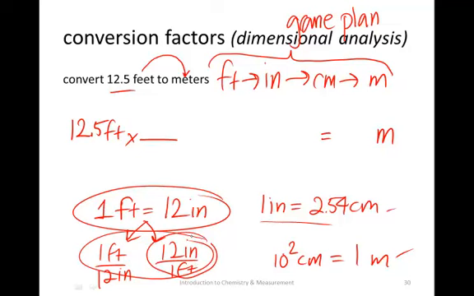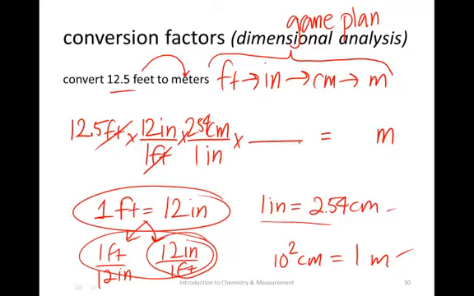Okay. So to convert feet to inches, I'm going to need to cancel out feet and convert to inches. So I'm going to use this conversion factor. In 1 foot, there are 12 inches. That way my feet cancel out. Okay, now I'm going to go from inches to centimeters, so I'm going to want inches on the bottom, centimeters on top, so that inches cancel out. 1 inch, 2.54 centimeters.